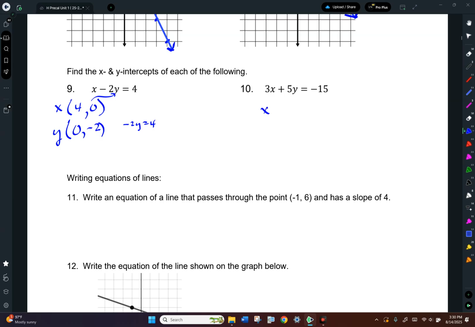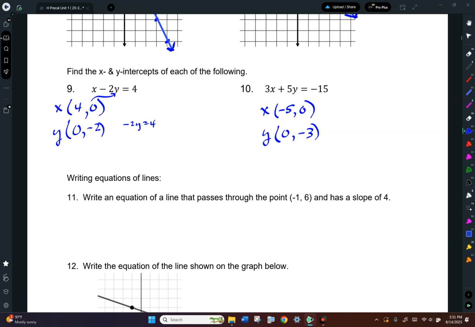Okay, over here for the x, plug in 0 for y. If I do that, it's kind of like that's not even there, right? So if 3x equals negative 15, isn't the x going to be negative 5? And similarly, for the y-intercept, if I plug in 0 for x, well, plugging in 0 for x is like that's not even there. 5y equals negative 15, so I'm going to have negative 3.